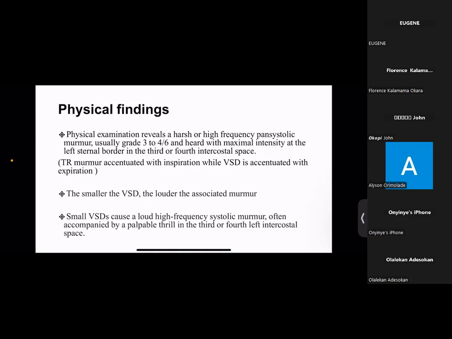It's important to note that this murmur is almost the same as the tricuspid murmur and is also heard around the tricuspid area. But the important thing to note is that with the tricuspid murmur, with inspiration, there is increased flow in the right side, so right-sided murmurs increase with inspiration. However, in VSD, this murmur is increased with expiration. The smaller the VSD, the louder the murmur. Small VSDs cause a high frequency systolic murmur.